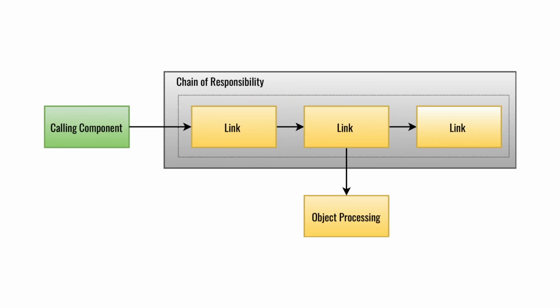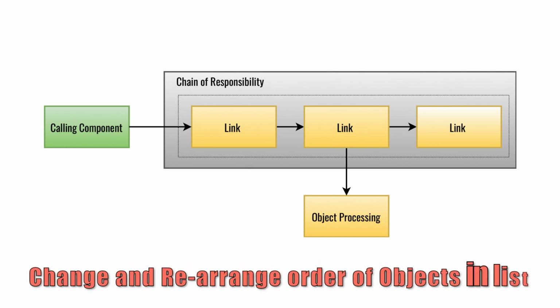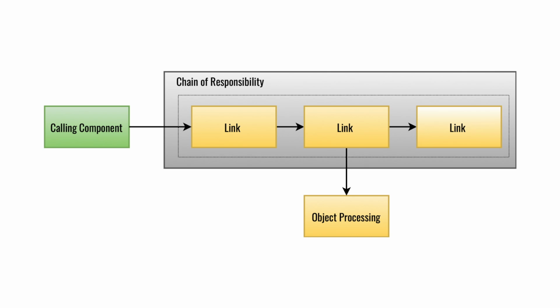This pattern provides you two additional benefits also. Number one, you can hide all the details of your object list from the calling component. And second, anytime you can change the order of your object list for the execution, or you can rearrange them. So from the diagram, you can see that the calling component deals only with the first link in the chain of responsibility, and then your request gets subsequently passed to the next link. And once your request gets executed, at that particular moment, the chain of responsibility gets terminated.